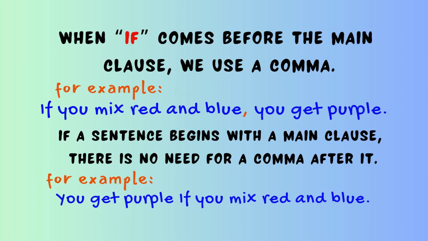When if comes before the main clause, we use a comma. For example, if you mix red and blue, comma, you get purple. If a sentence begins with a main clause, there is no need for a comma after it. For example, you get purple if you mix red and blue.